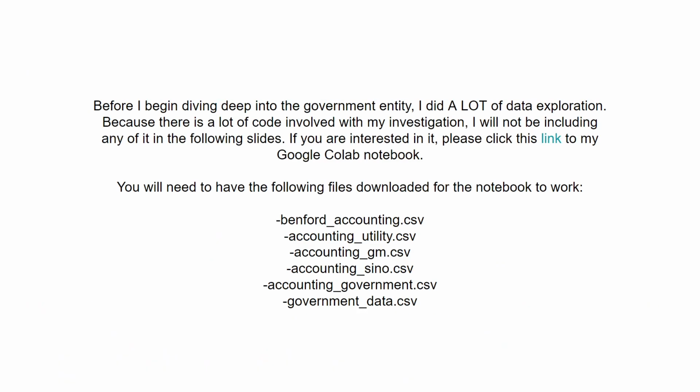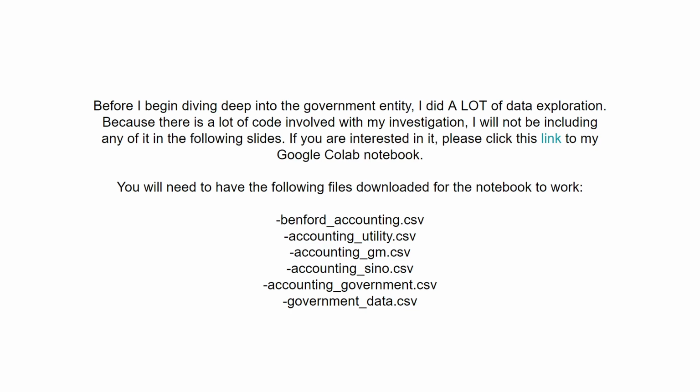Before I began diving deep into the government entity, I did a lot of data exploration. I probably spent 10 hours really grinding through this specific government data CSV. Because there's a lot of code involved in my investigation, like data science code, pandas, NumPy, SciPy, things like that, I won't be including any of it in the following slides. But if you are interested in it, please click this link to my Google Colab notebook. You're going to be able to view it.